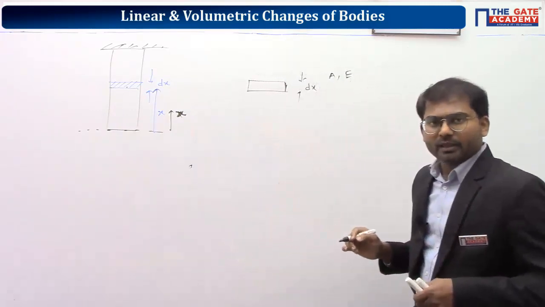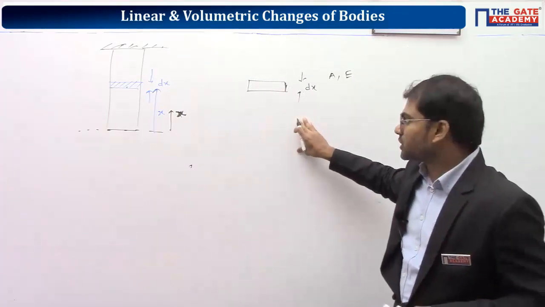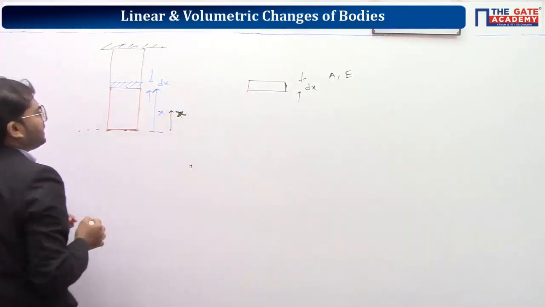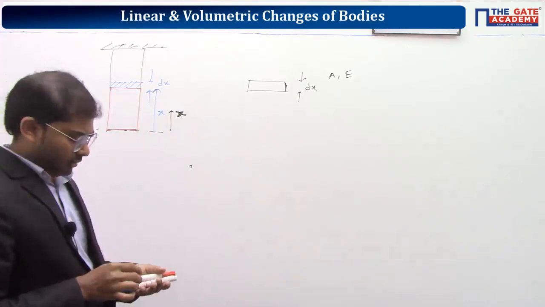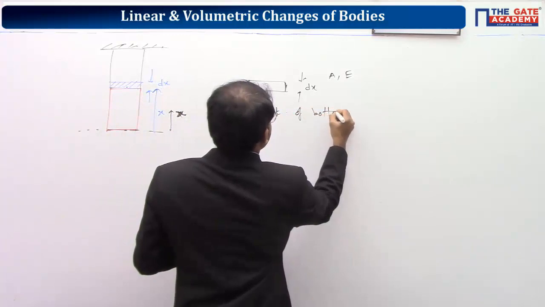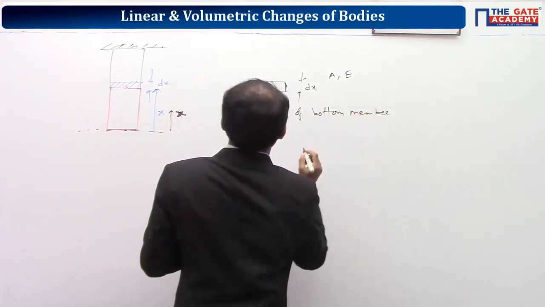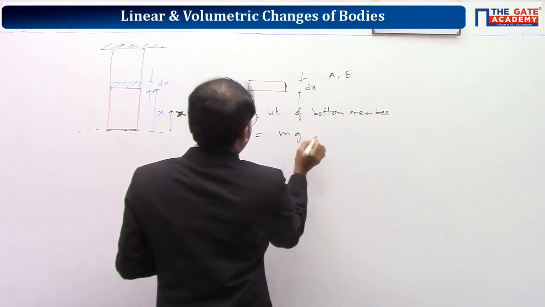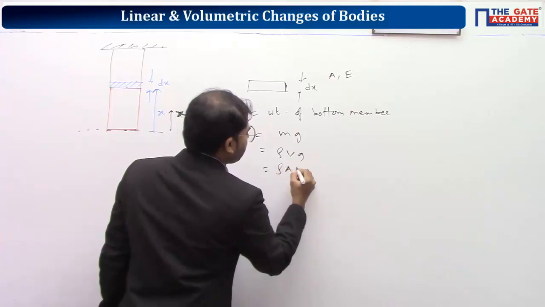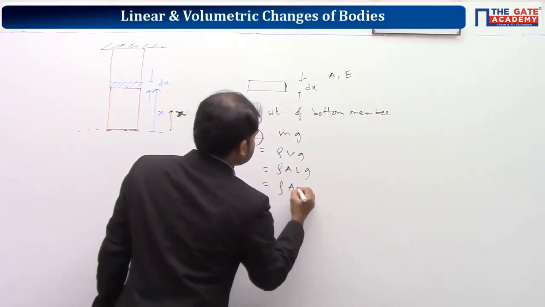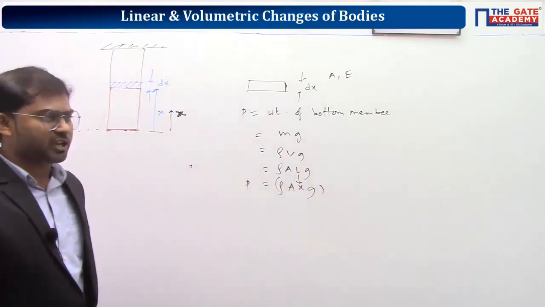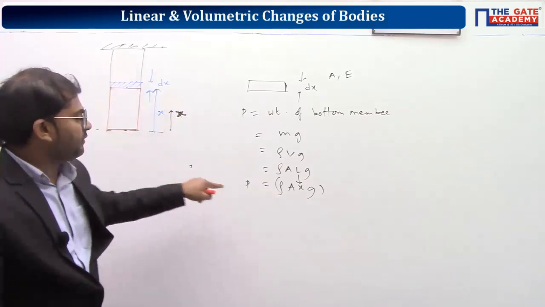This is experiencing a force equal to the weight of the bottom member. Whatever the red colored weight is there, that is causing the elongation here. So force P is equal to the weight of the bottom member. It is nothing but mass into gravity. Mass is density into volume. It can be written as area into length into g. Here the area is A, but the length is x. So force in terms of x comes out to be rho A x into g. Here if the area is varying, we will take the area also.